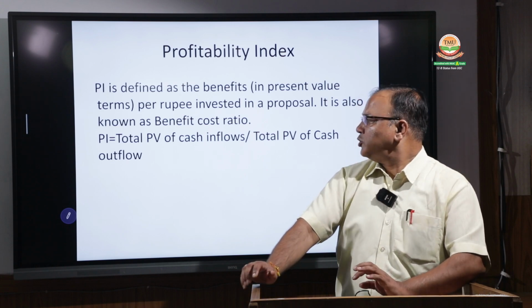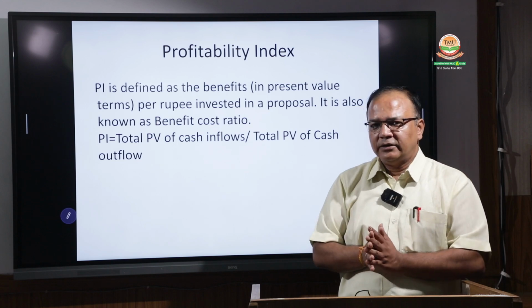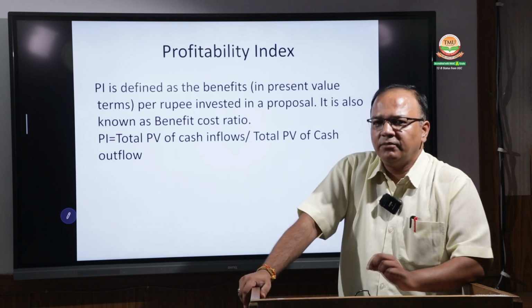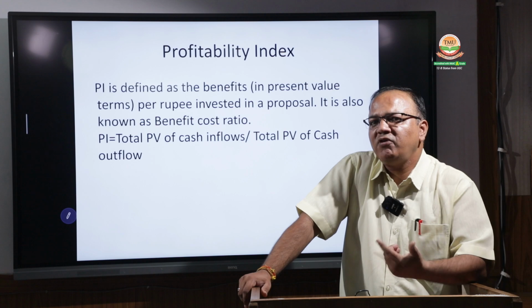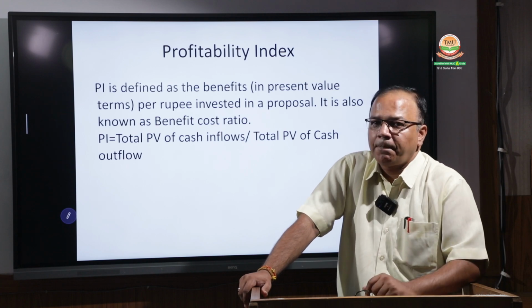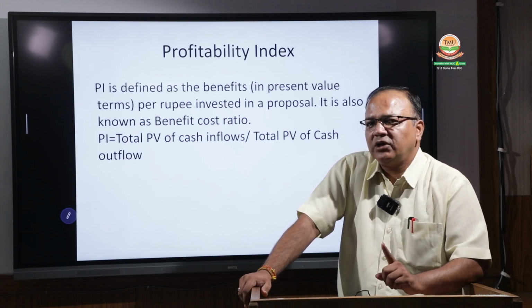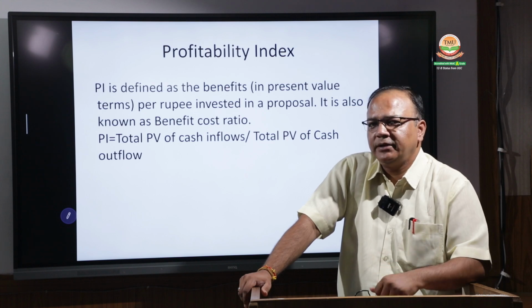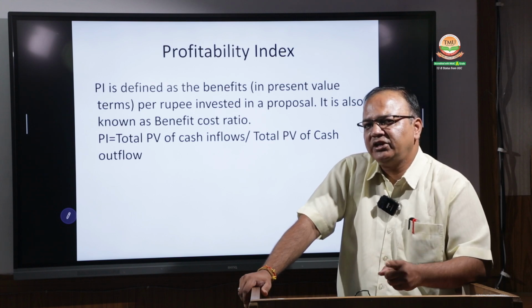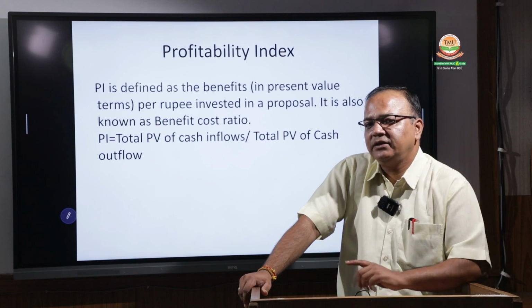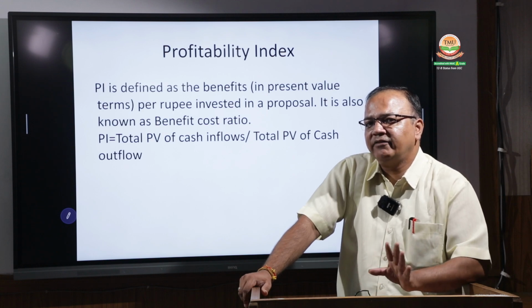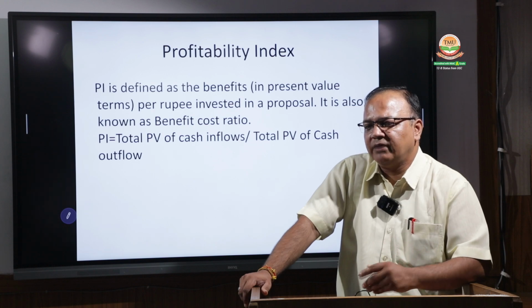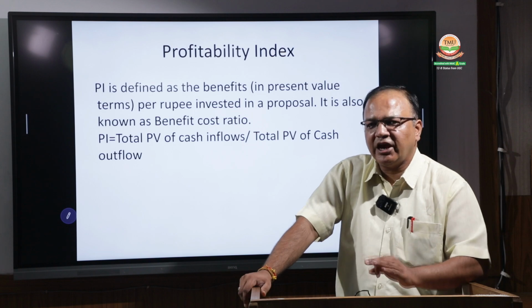So, if we come to the application part, what do we have to see? Number one, the profitability index of the machinery should be more than 1. If the profitability index of the machinery is less than 1, then we will never purchase the machine. It means if it comes to 0.9, 0.8, 0.7, 0.6, the machinery can't be purchased.